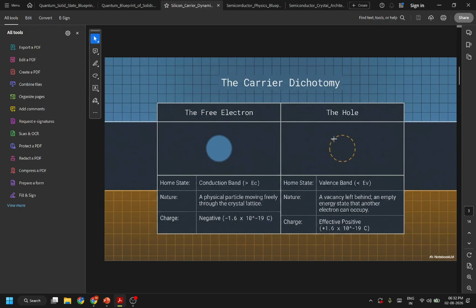So we have the free electron and the hole. The electron moves in the conduction band, whereas the hole moves in the valence band. The electron is a physical particle moving freely through the crystal lattice, whereas the hole is a vacancy left behind, that is an empty energy state that another electron can occupy. The charge of an electron is negative, whereas the charge of a hole is effectively positive.